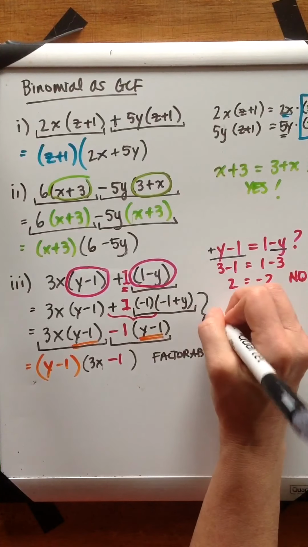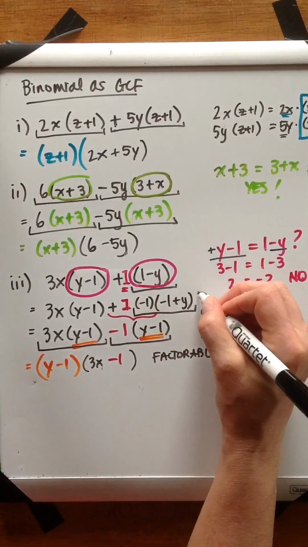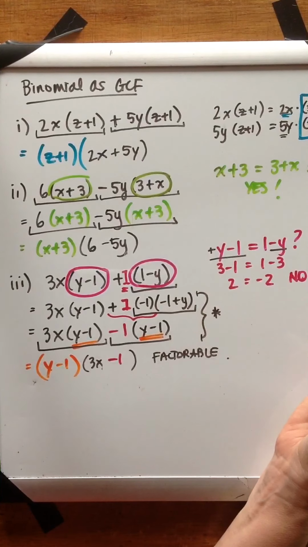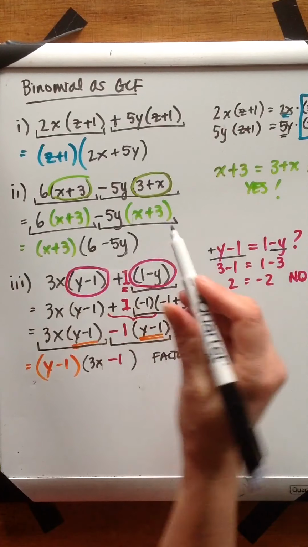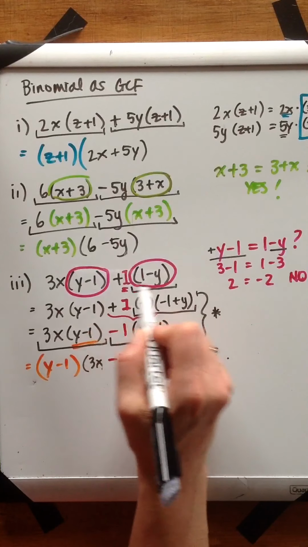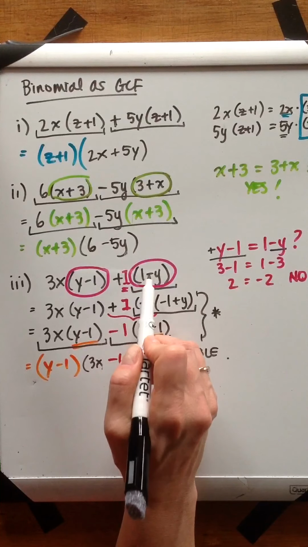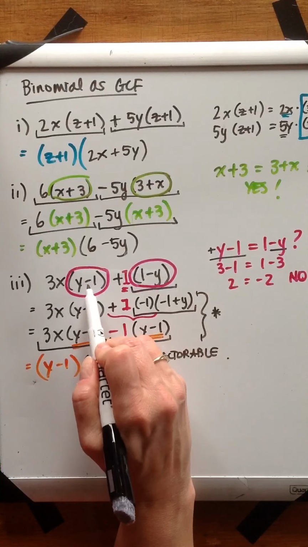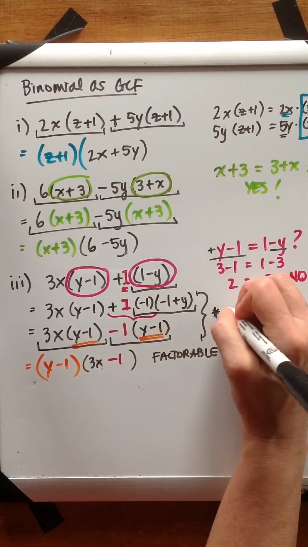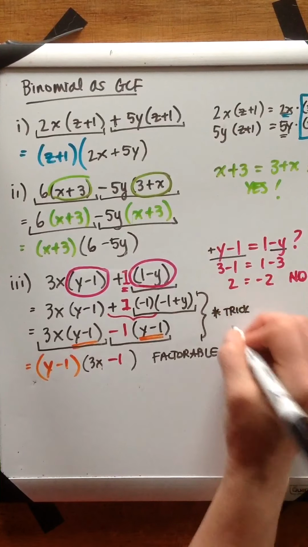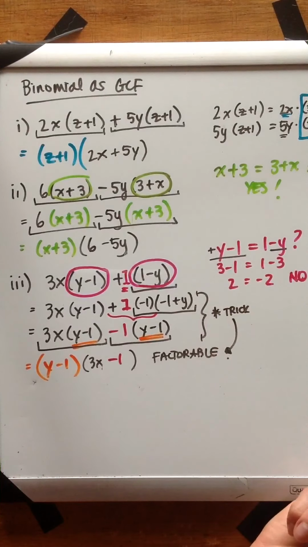It might take you a few moments or watching it a couple times to see what happens, but it's easily identifiable when you look at the question and you see inside these pink circles that these are identical except for both terms have opposite signs. That's a little clue that you can do this trick to make the question factorable.